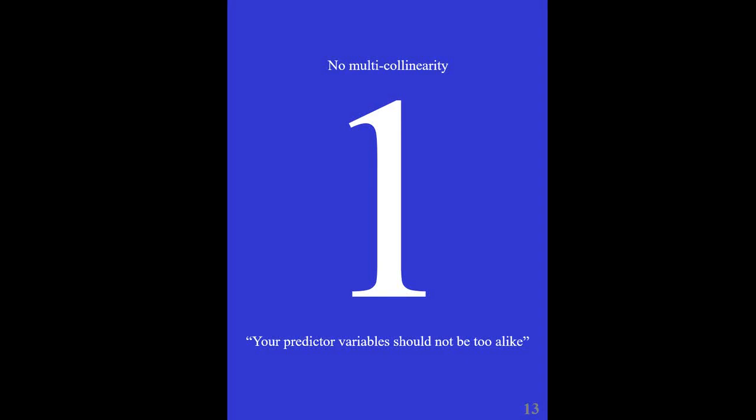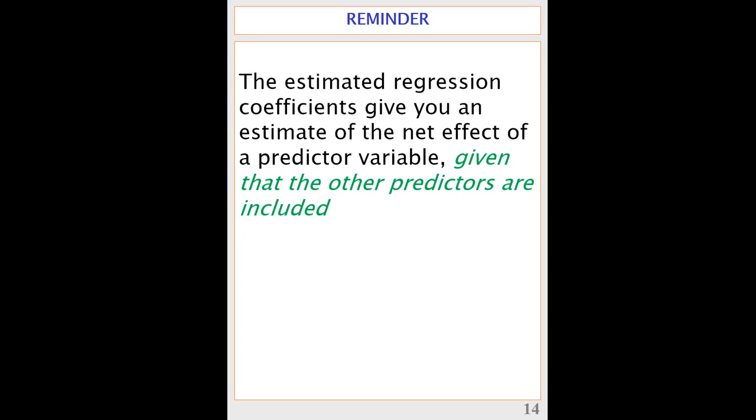First, you shouldn't have what's called multi-collinearity. That is, your predictor variables should not be too alike. The reason for that is this. I mentioned this a couple times before. What you get is you get regression coefficients.